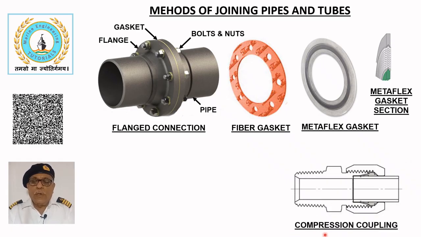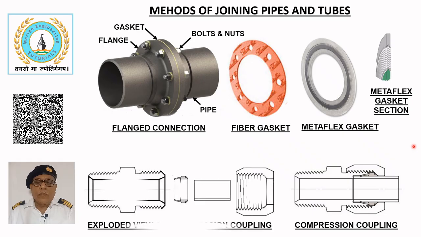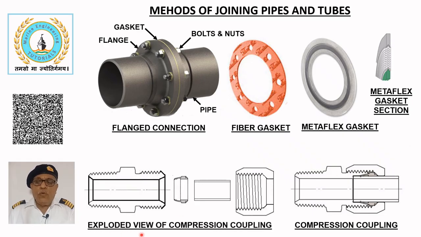This sketch shows a compression coupling which is used for joining small diameter copper or stainless steel tubes. The exploded view of the compression coupling shows a technique for joining two tubes.